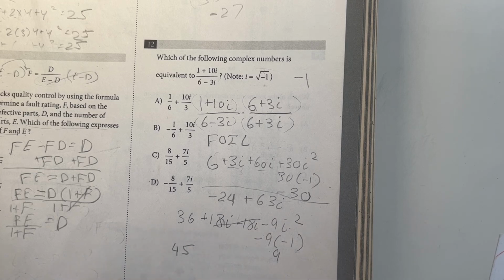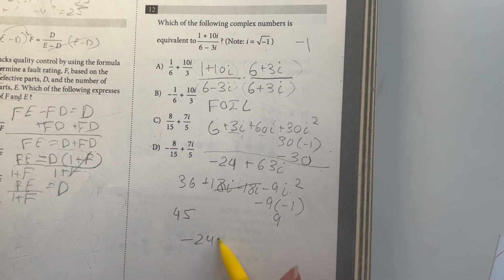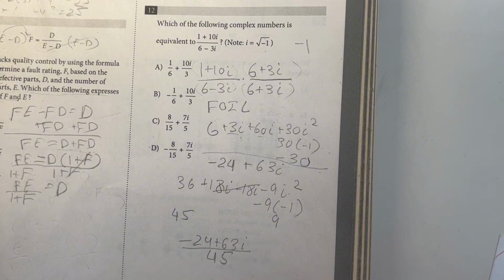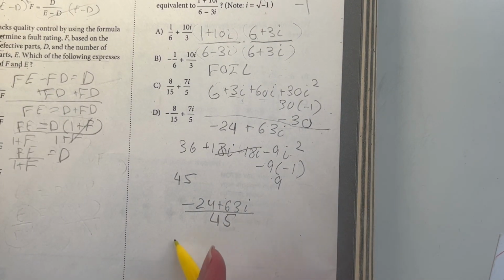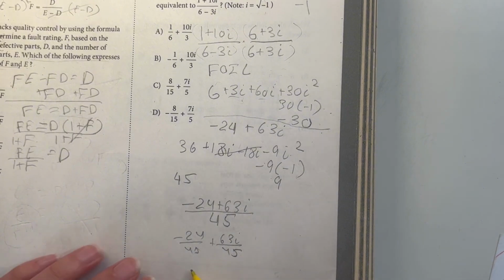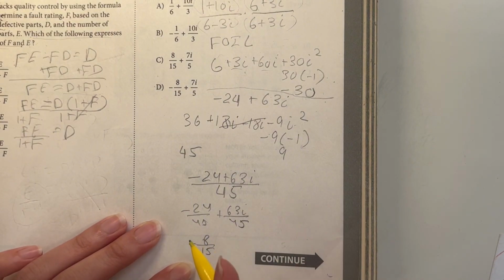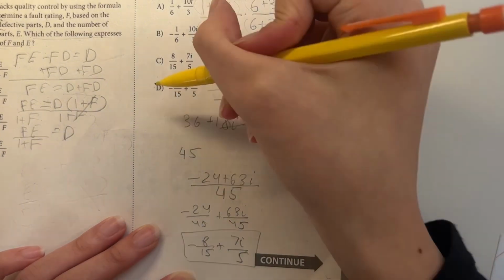So if we piece it all together, our numerator is -24 plus 63i, and our denominator is 45. It's kind of messy, but let's follow along. We could split this into -24 over 45 plus 63i over 45. The left side simplifies to -8 over 15, and on the right side, that simplifies to 7i over 5. So that's going to be our answer, D. All right, next page.